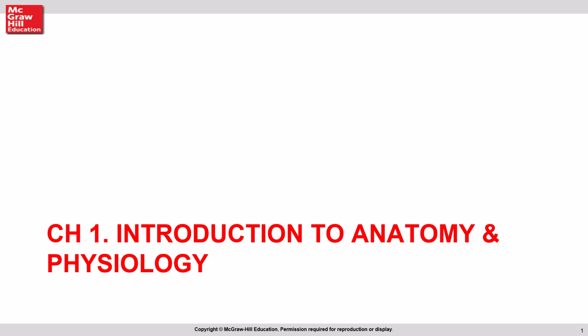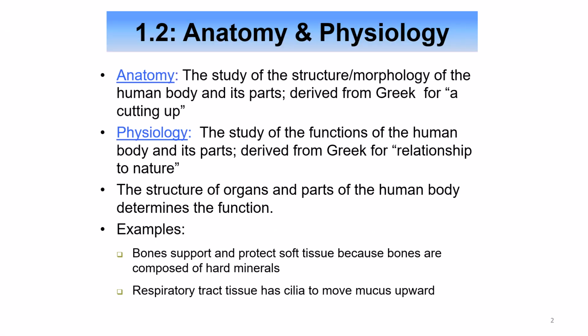Chapter 1 covers the characteristics of living beings, homeostasis and how it is controlled, and anatomical terminology. What is anatomy? Anatomy refers to the different parts of our body, knowing the different names. In Greek, it actually means cutting up. Also then physiology means how do those different parts function. Anatomy and physiology go hand in hand together.